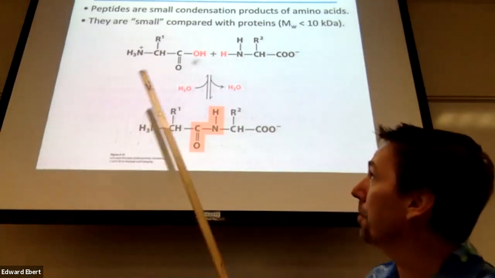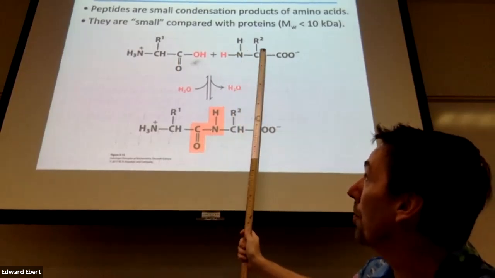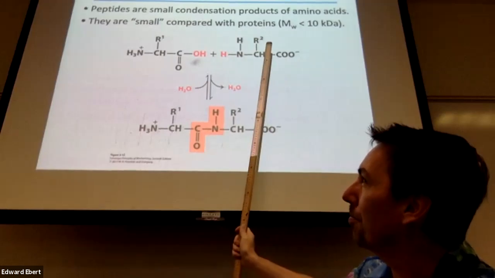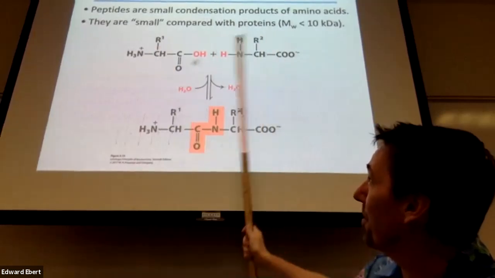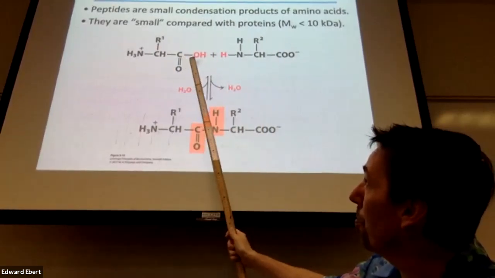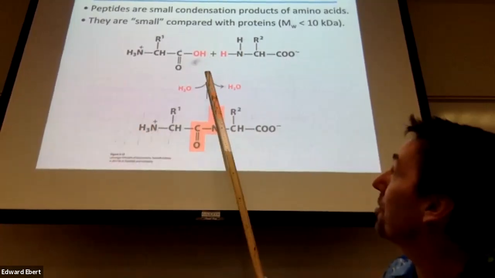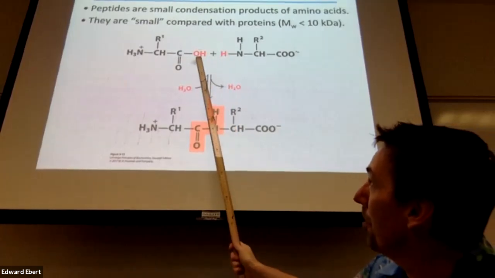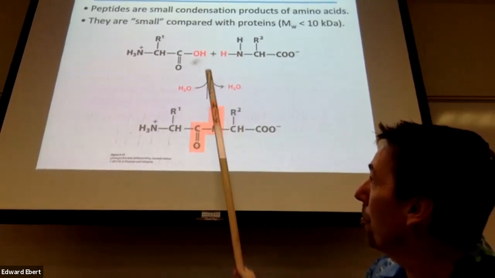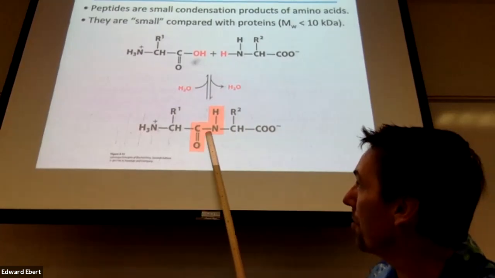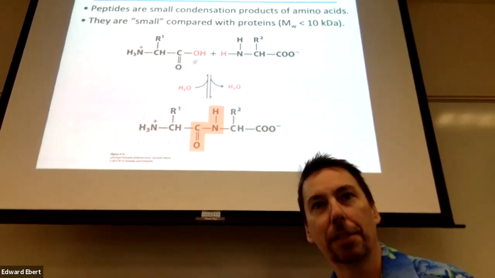So basically what happens is the carbonyl group of one amino acid interacts with the amino group of a second amino acid. We call these R1 and R2 for amino acid 1 and amino acid 2. The carbonyl group of 1 interacts with the amino group of 2, and we have a dehydration reaction, or condensation. The hydroxyl group from the carbonyl group and the hydrogen from the amino group form water, and we get this nice little peptide bond. Not too bad.